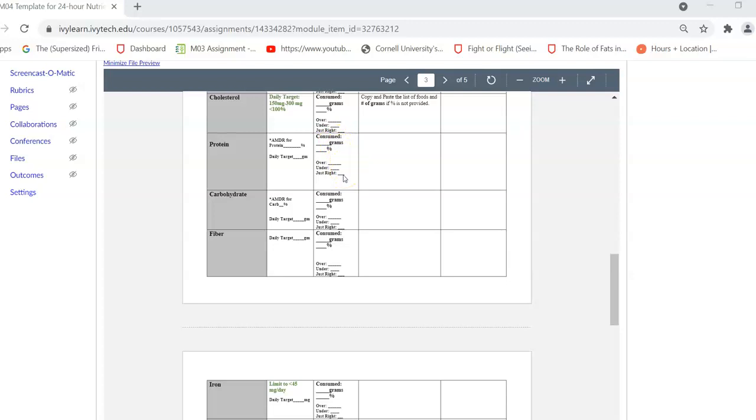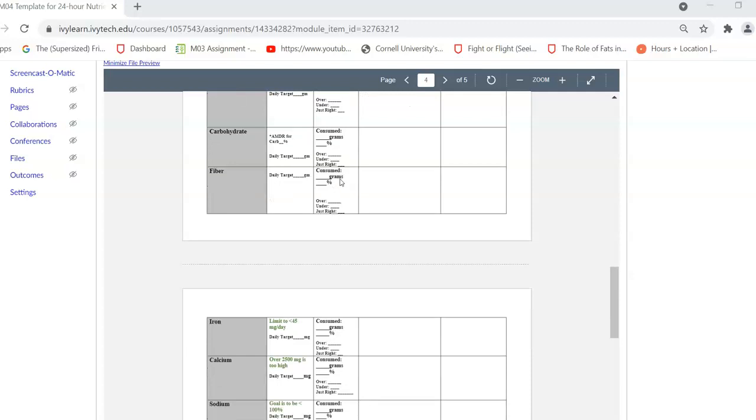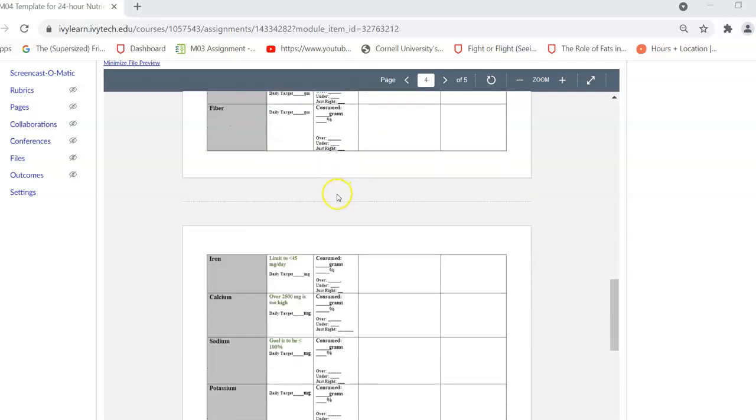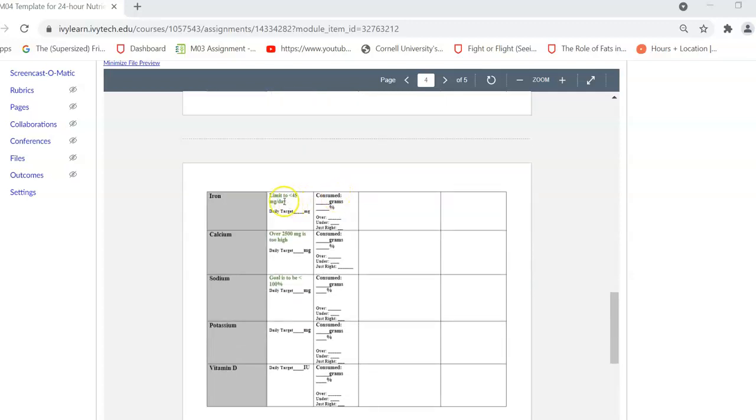Okay. So we continue down and you fill out the same information for each one. If you see the green highlight, that's just some additional information for you. So if you were to consume 50 milligrams of iron, that might be a concern. You want to limit it to 45.